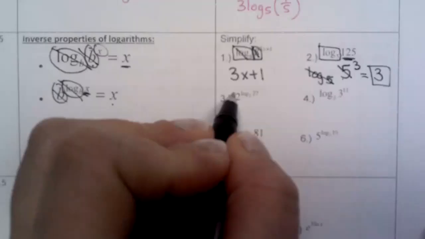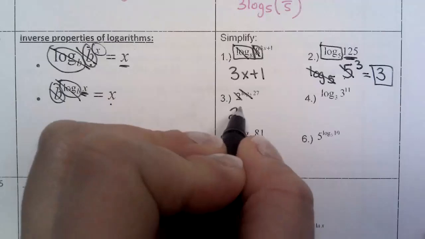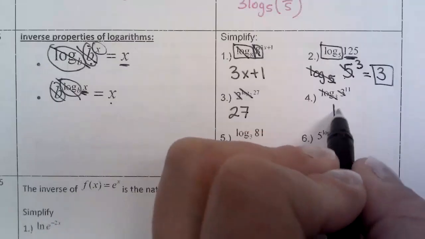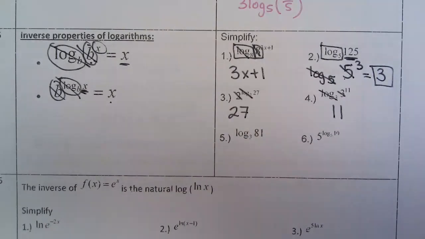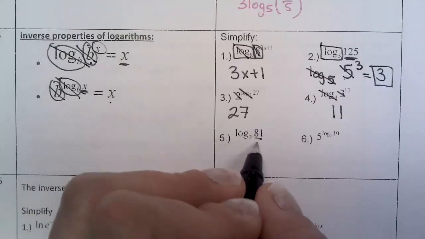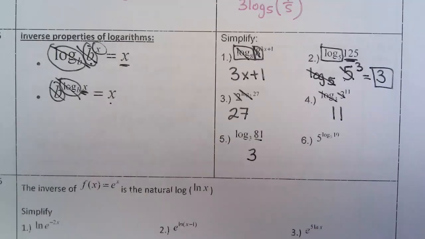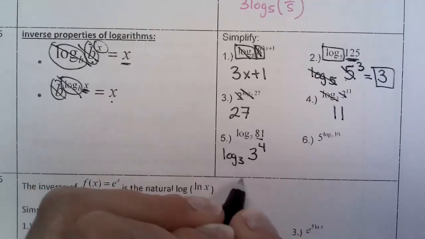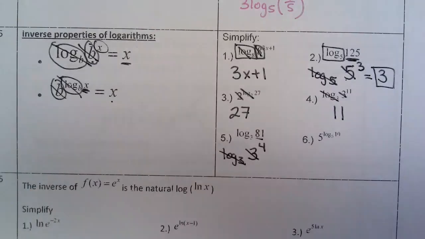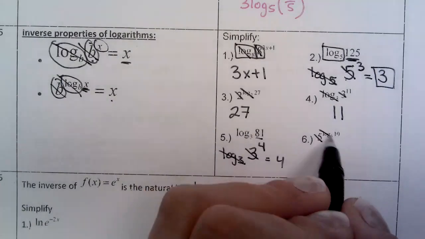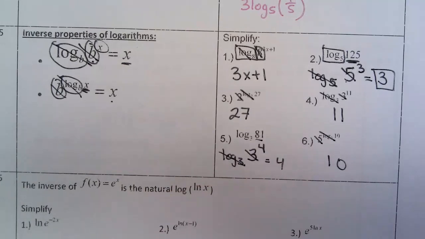So let's take a look at this. This 2 and log base 2 cancel and leave us with 27. Log base 3 and 3 cancel and leave us with 11. Log base 3, and then I have an 81, so the same thing. I know that 3 to the fourth power is 81. So now I can cancel those, okay? And I'm left with just 4. Okay, this 5 and the log base 5 cancel, and I'm left with just 10.